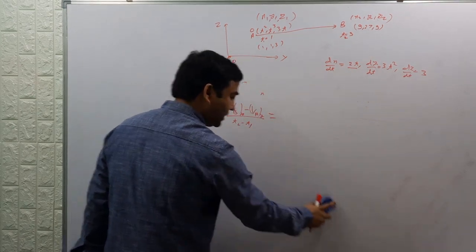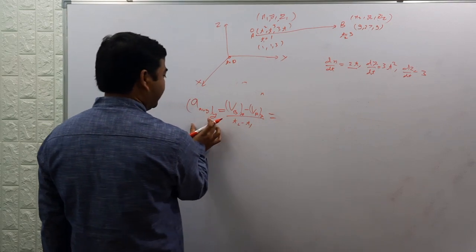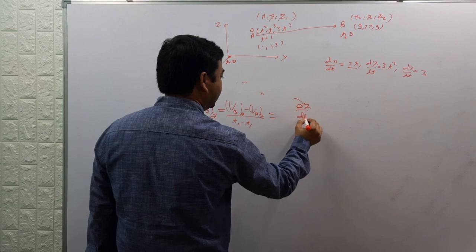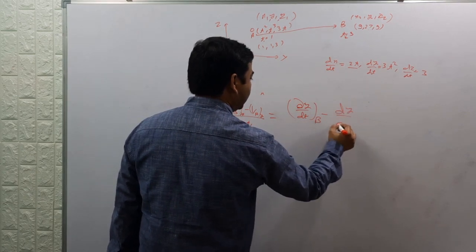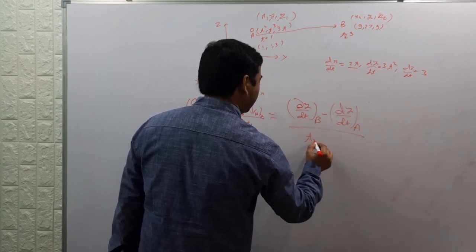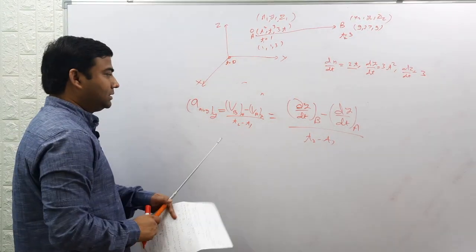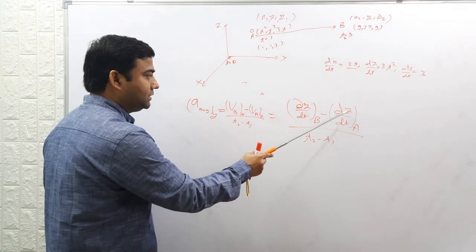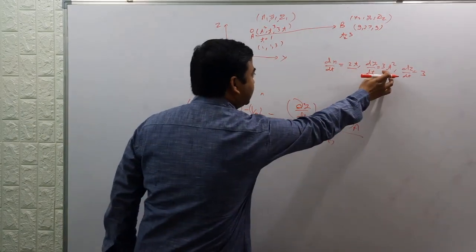Same way you can calculate average acceleration in y direction: dy over dt at point B minus dy over dt at point A, divided by t2 minus t1. That is, average acceleration in y direction is velocity in y direction at point B minus velocity in y direction at point A. And dy over dt is 3t square.